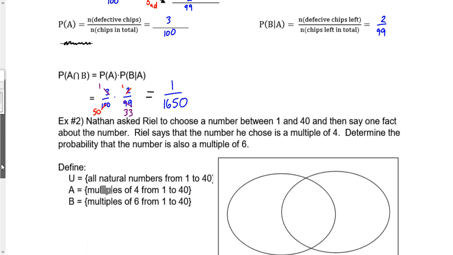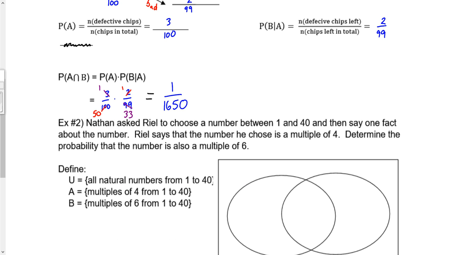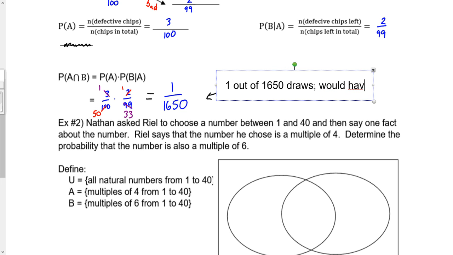It makes things a lot easier. At the same time, it's just easier to read. Because if we're looking at this situation, that fraction, I'm just going to type it out. 1 out of 1,650 draws would have both chips defective.